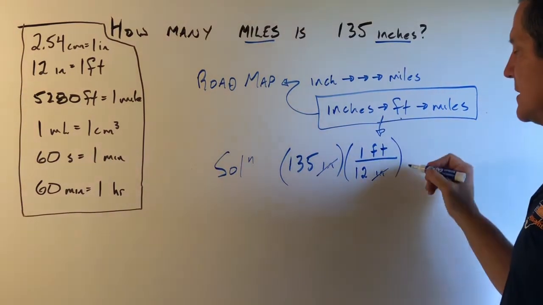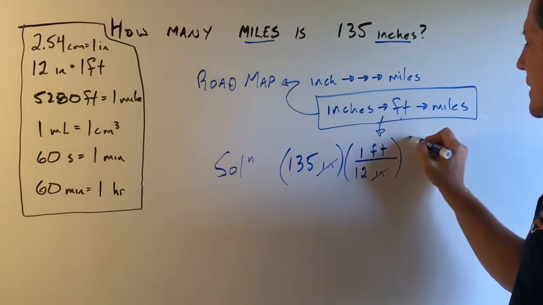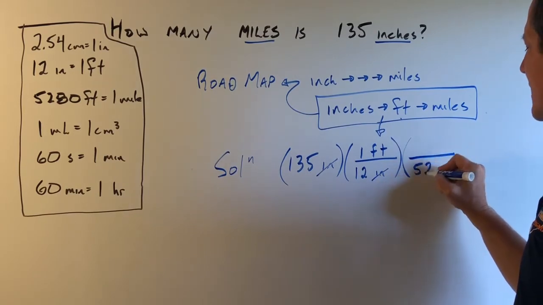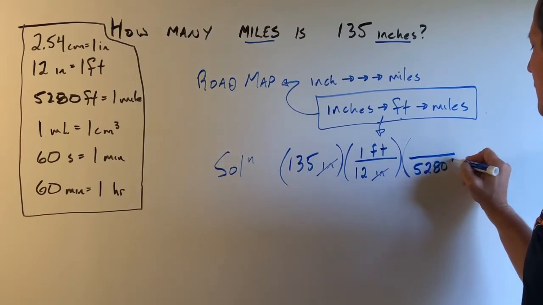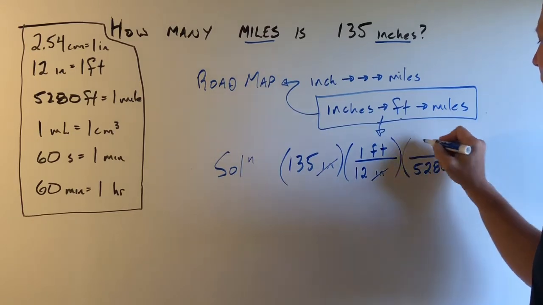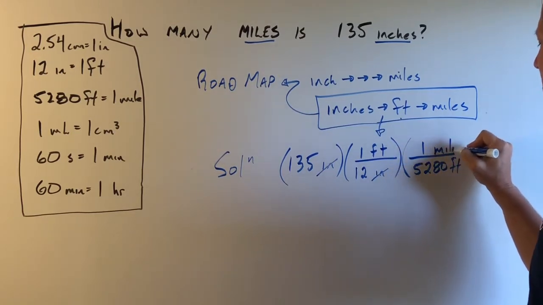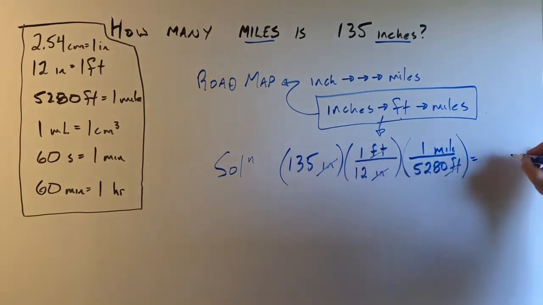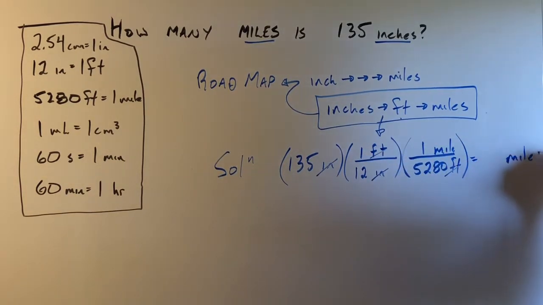Now my roadmap says keep going, convert feet to miles. So to do that, I have that there are, I think, 5,280 feet in 1 mile. And again, units cancel, I'm left with miles.